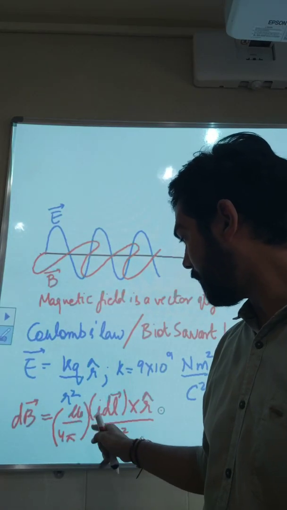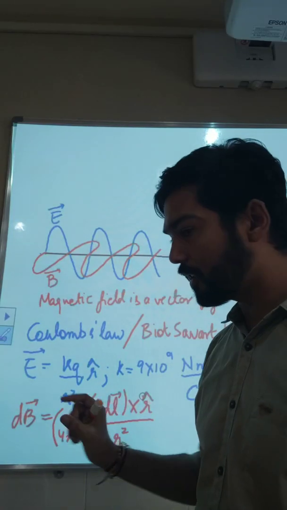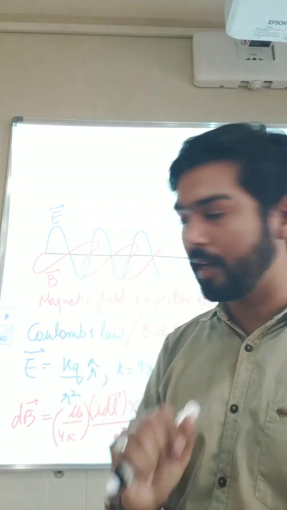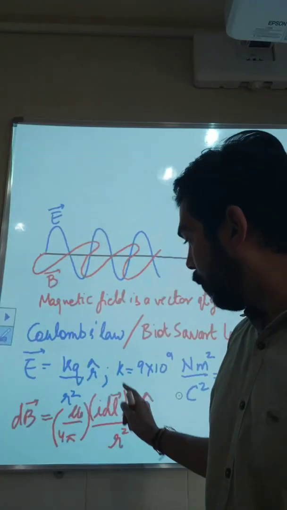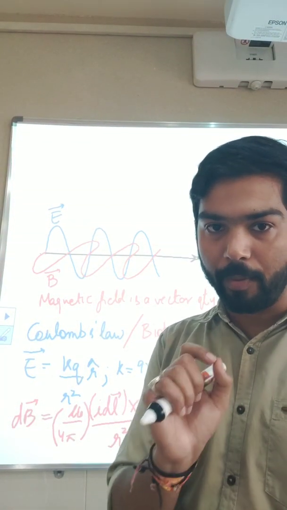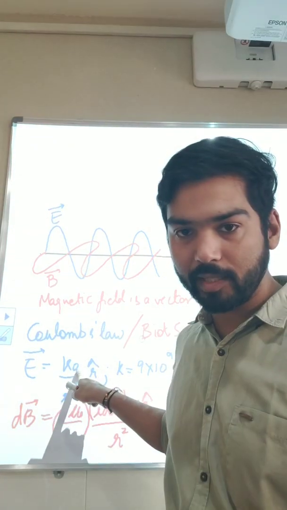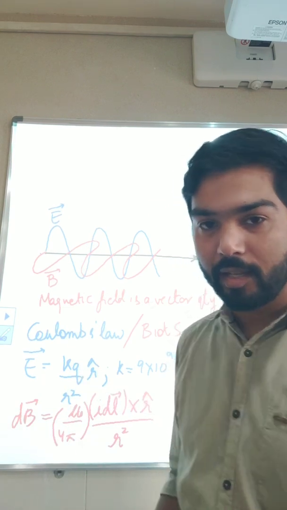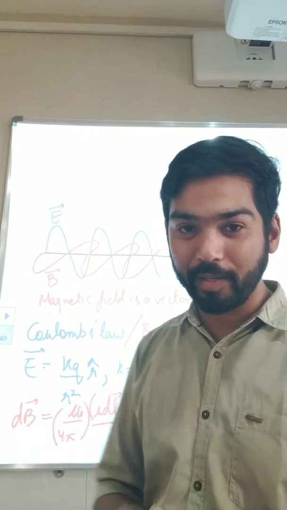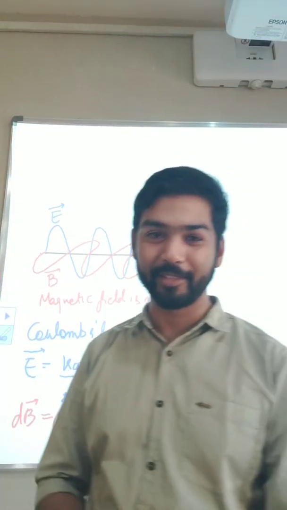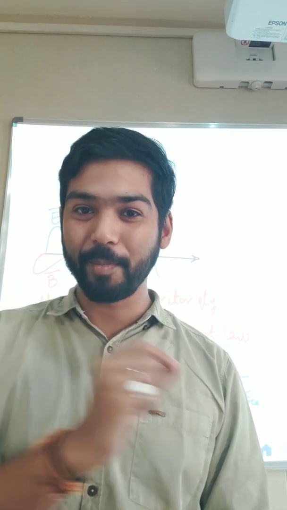And this is actually current. This is current, and this is dl. dl is a small length along the current. And this is cross r cap, and this is again the radius vector. So what was the most important thing about electric field? Electric field originated from charge as given by this formula, right? You see something similar going on over here? Yes, something similar over here is current. Now current is the one that actually generates magnetic field.